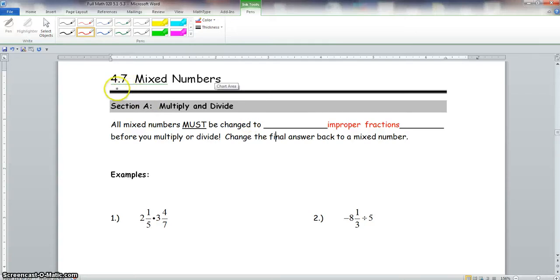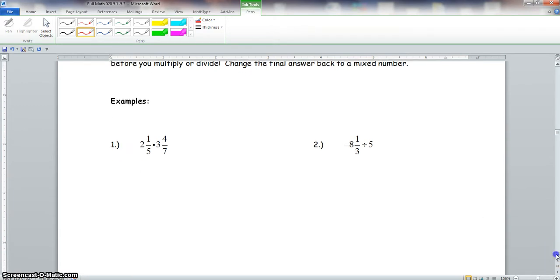Okay class, we're about to start section 4.7, mixed numbers. We have section A, multiply and divide. All mixed numbers must be changed to improper fractions before you multiply or divide. Change the final answer back to a mixed number. Now, we go down here to example number 1.